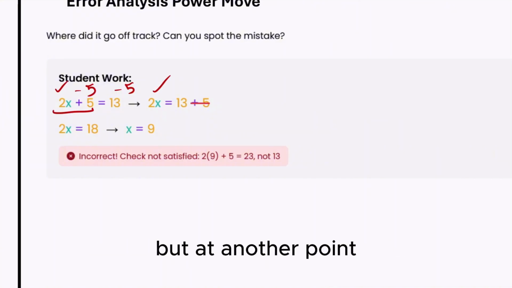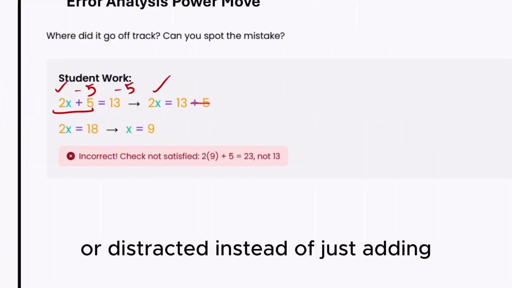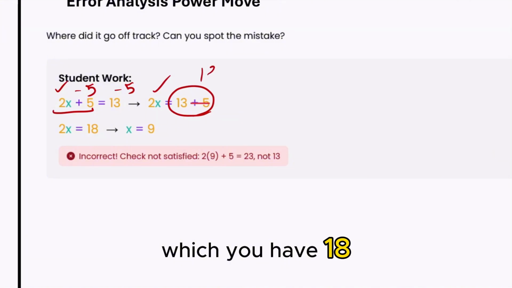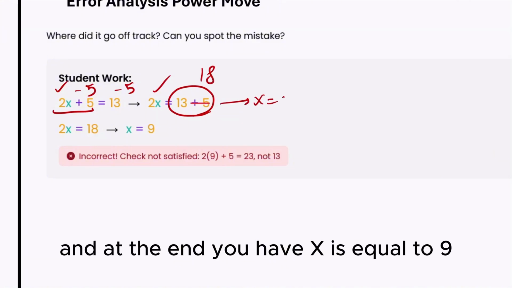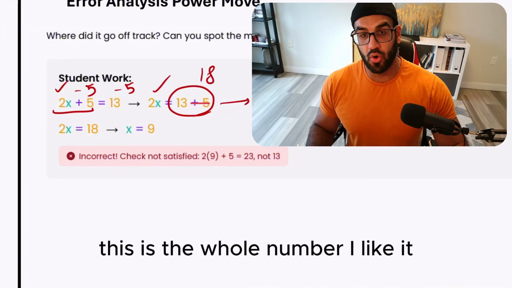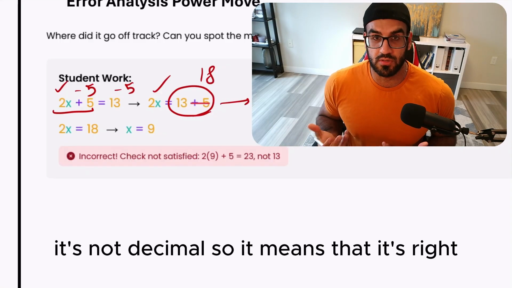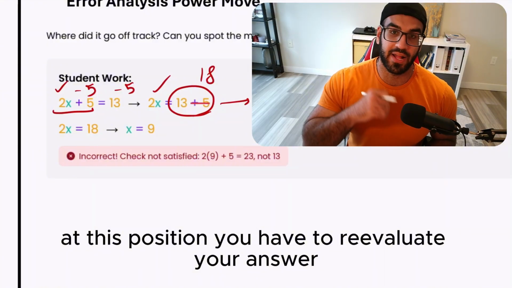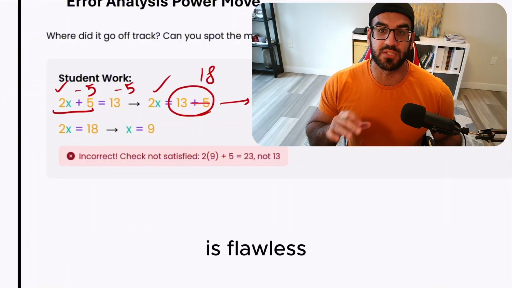But at another point, you're going to get a little bit confused or distracted. Instead of subtracting 5, you're going to add 5, which gives you 18. And at the end, you have x equals 9. You say, okay, this is a whole number, I like it, it's not a decimal, so it means that it's right? Wrong. At this position, you have to reevaluate your answer to make sure that everything is flawless.